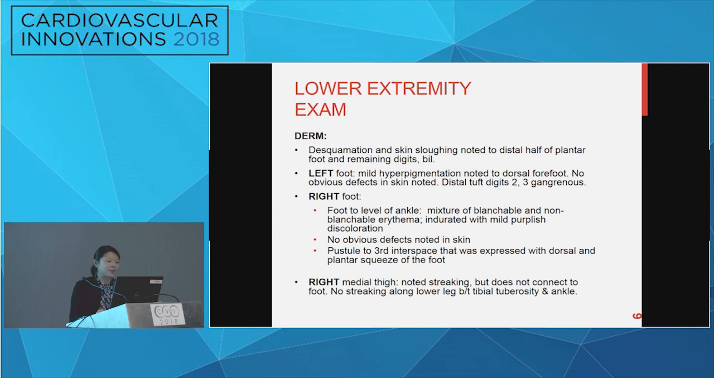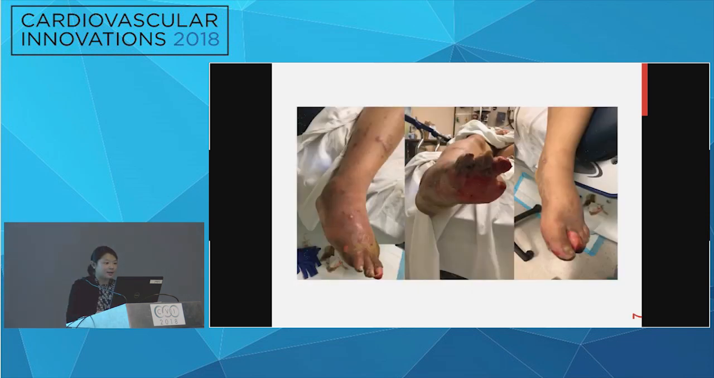Interestingly enough, he did have erythema to the right medial thigh. We didn't think it was streaking because it didn't connect to the foot. He had this erythema from the foot to the ankle, then a clear space with no erythema between the ankle and the tibial tuberosity. Then he had this erythema. So we made that very clear in our note, to get a better visual indication of what was going on here.